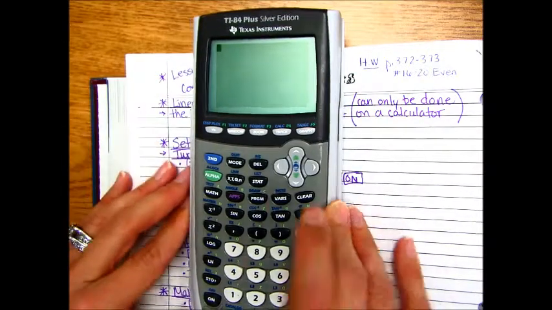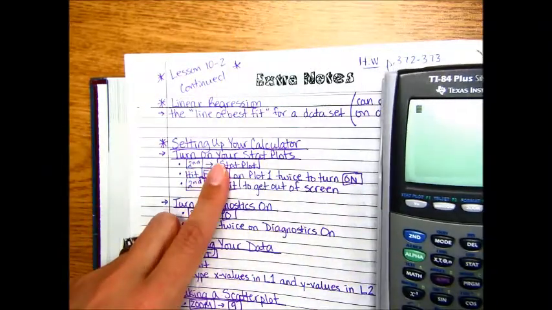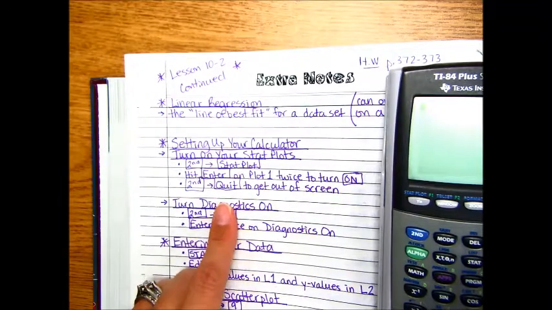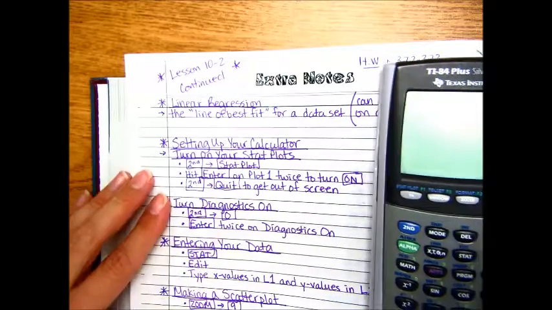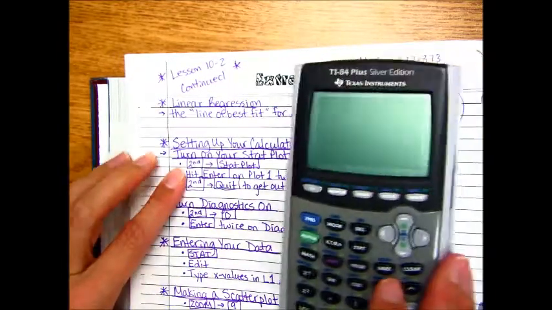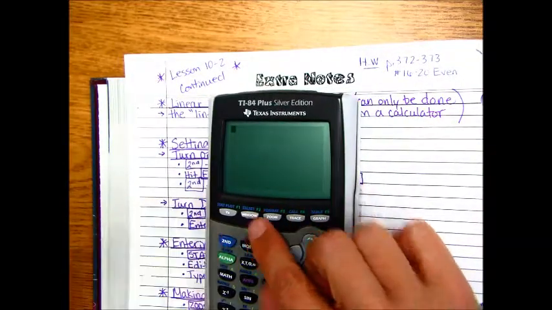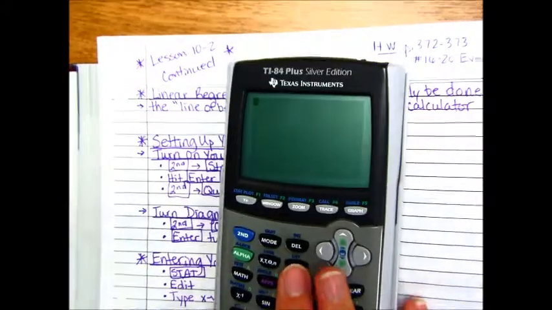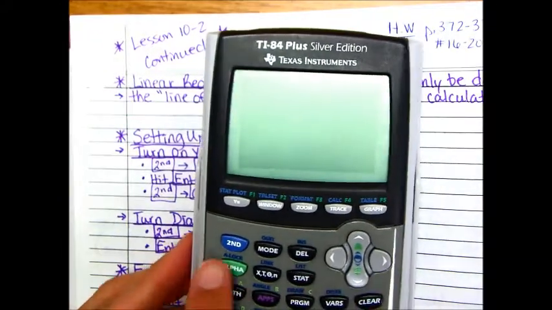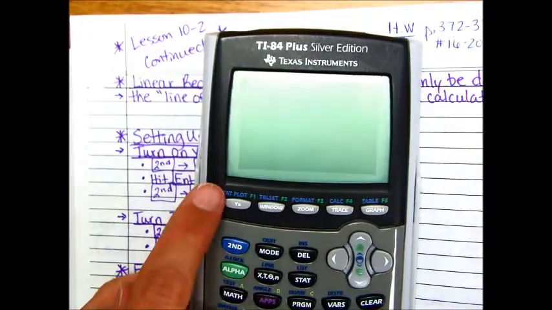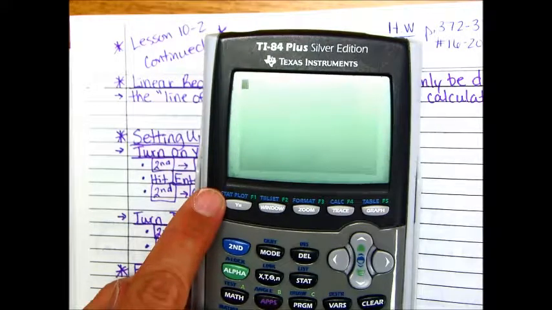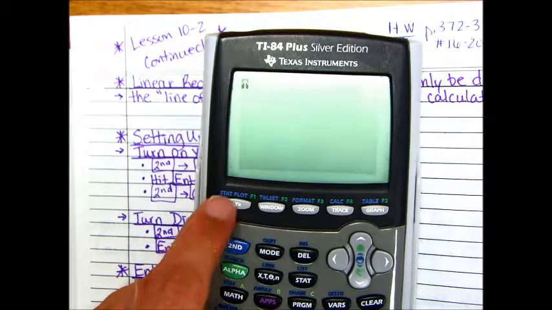Okay, so I'm on this step, setting up my calculator. I need to turn these 2 things on. So I'm going to first turn my stat plots on. Okay, so here is where you need to be. Okay, I'll zoom in as much as I can here so everybody can see. Okay, it's second, and then see above the y equals button where it says stat plot in blue, second stat plot.